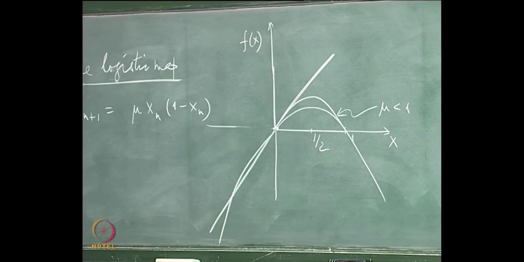What happens beyond mu equal to 1? It crosses. So let us draw that separately, and now let us start focusing on points in the unit interval.